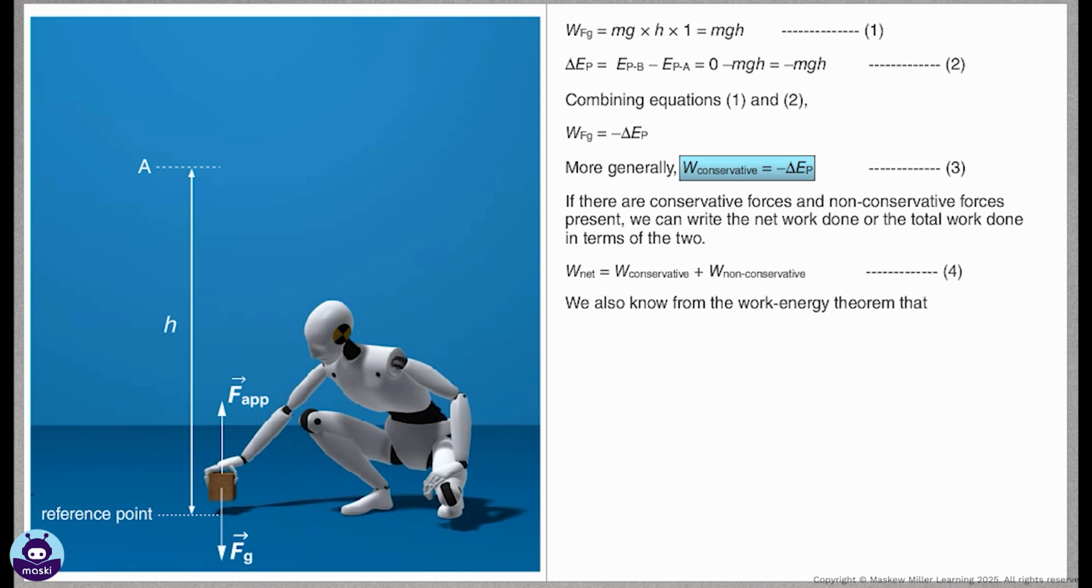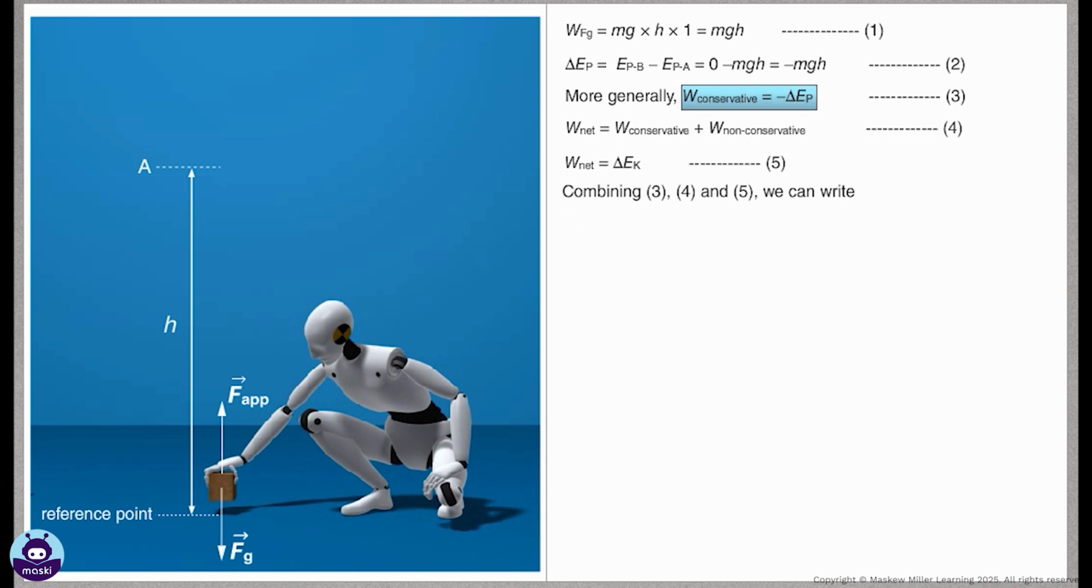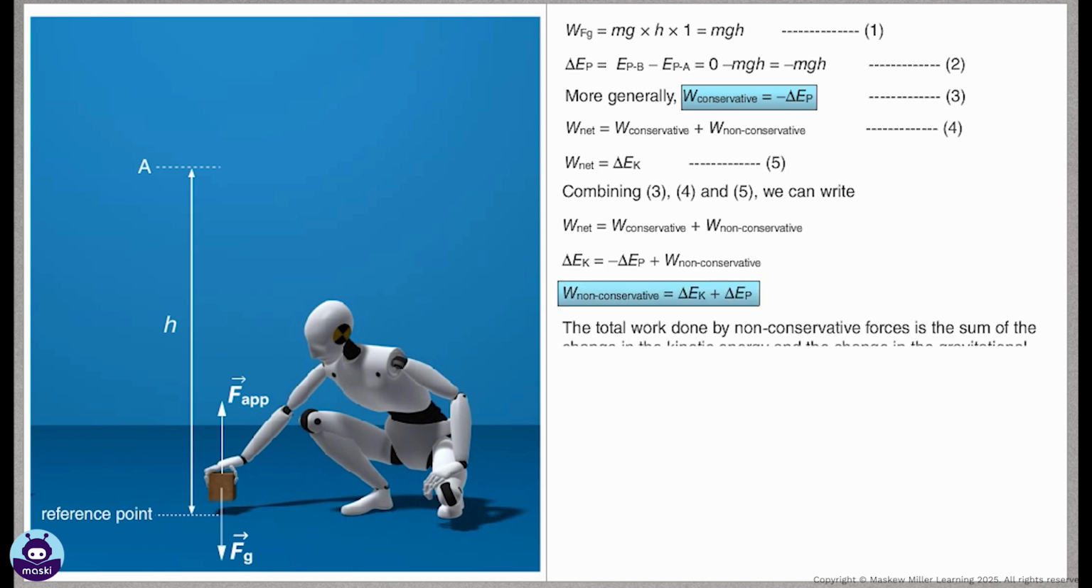We also know from the work energy theorem that the net work done on a body is the change in kinetic energy. W net equals delta Ek. Combining 3, 4 and 5, we can write W net equals W conservative plus W non-conservative. Delta Ek equals negative delta Ep plus W non-conservative. W non-conservative equals delta Ek plus delta Ep. The total work done by non-conservative forces is the sum of the change in the kinetic energy and the change in the gravitational potential energy.